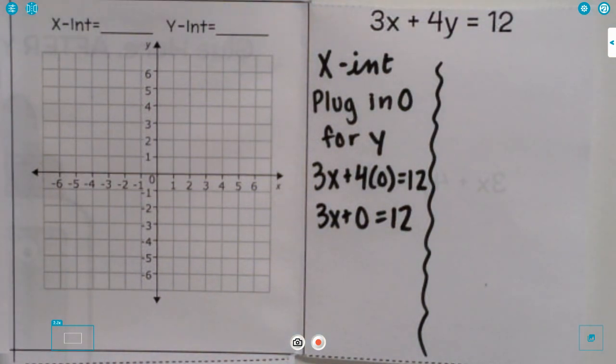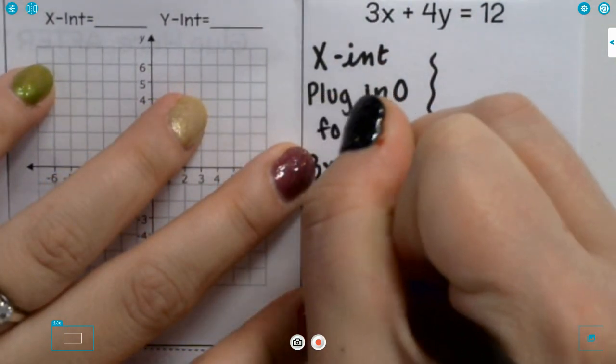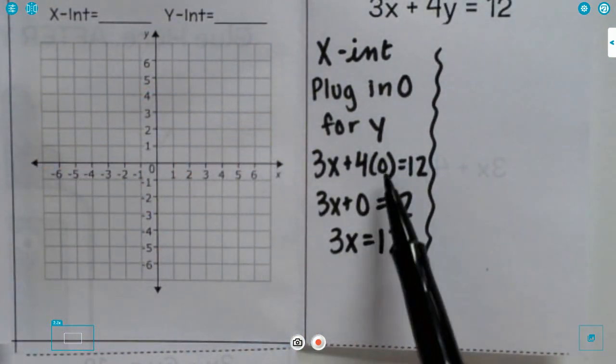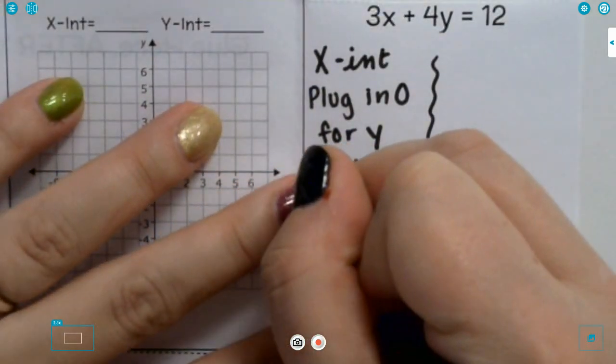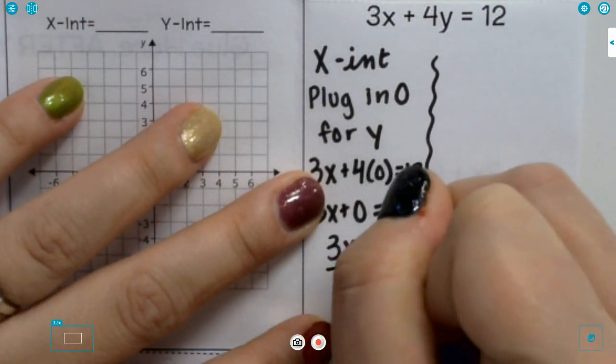All right. So then 3x plus 0 is just 3x. So now all I have is 3x equals 12. And I can just solve that. So plugging in 0 for y makes it so that I literally just have the x. So 3x equals 12. I divide both sides by 3. And I get x equals 4.